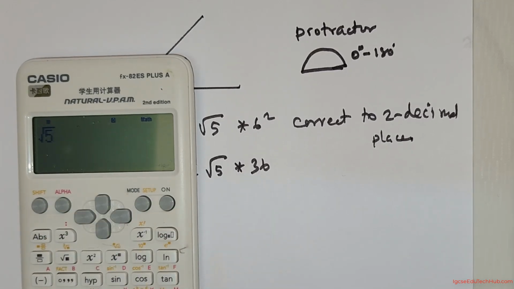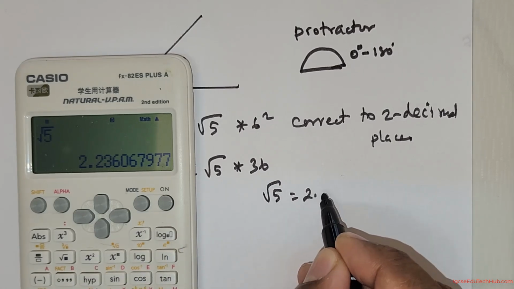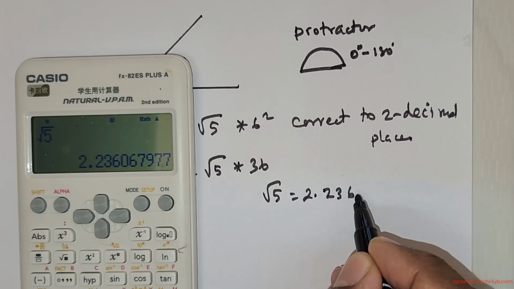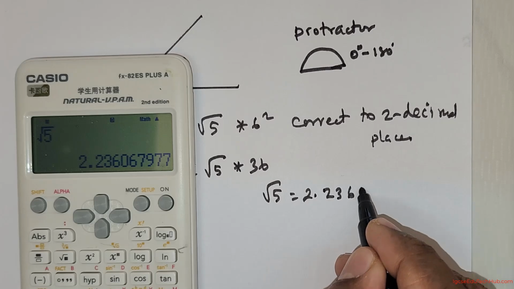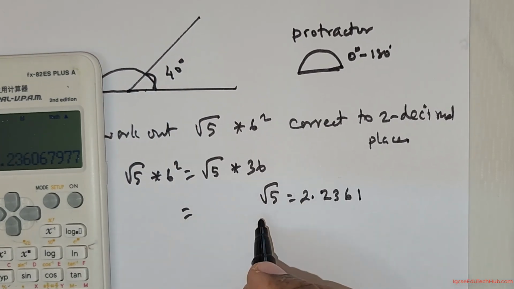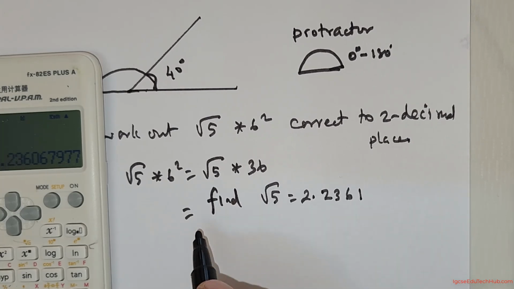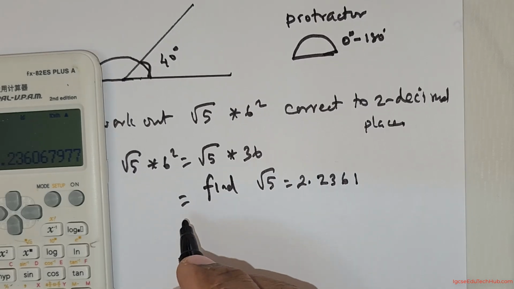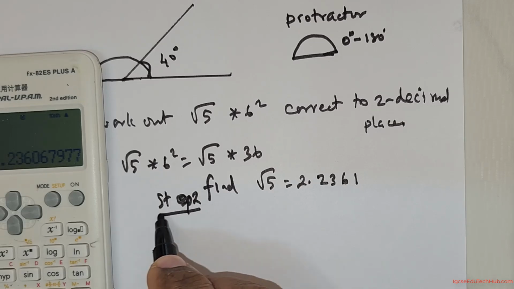You find out what the square root of 5 is. You are getting a value for root of 5 as 2.2360, and there is a 6 there, so I'm going to take it as 2.2361. So find the root of 5 value. This is going to be step number 2.